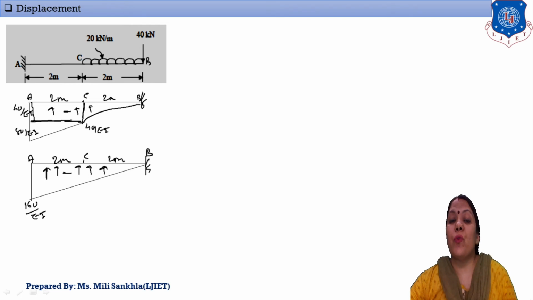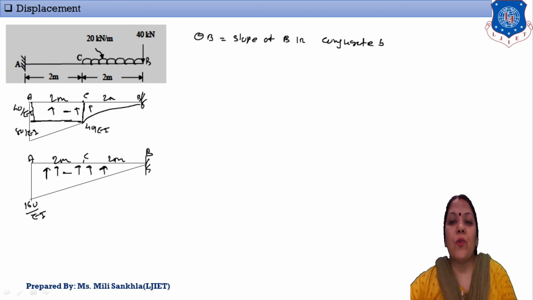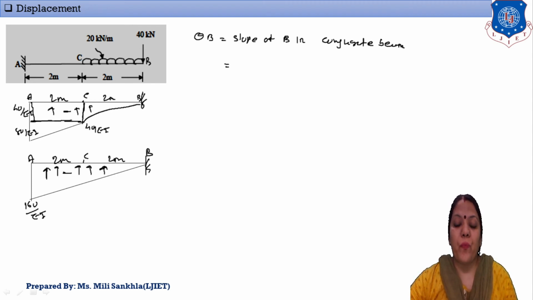Now first of all we find theta B. Right here, theta B, the slope at B in the conjugate beam, is equal to the SF at B dash in the actual beam.